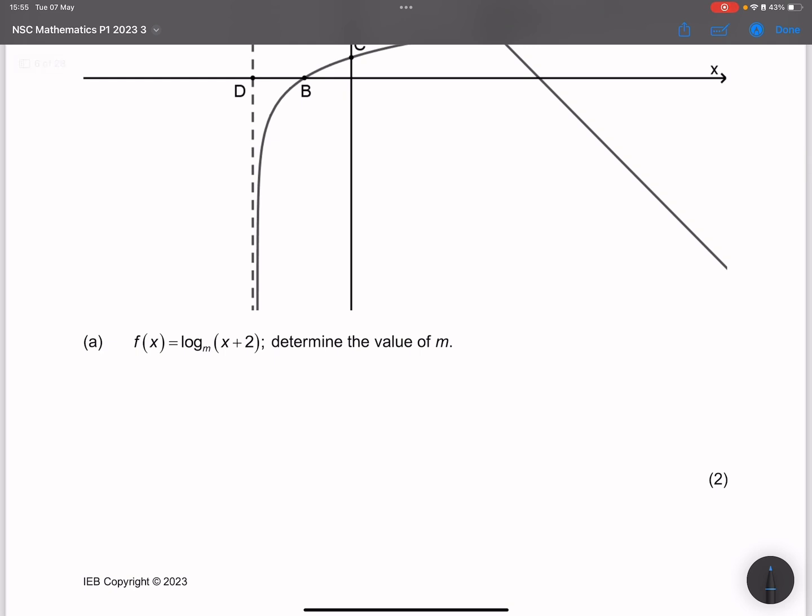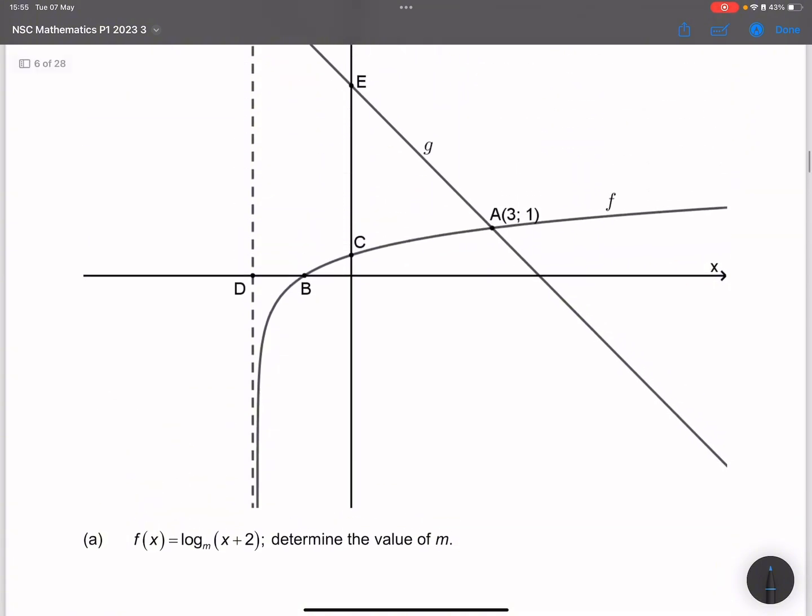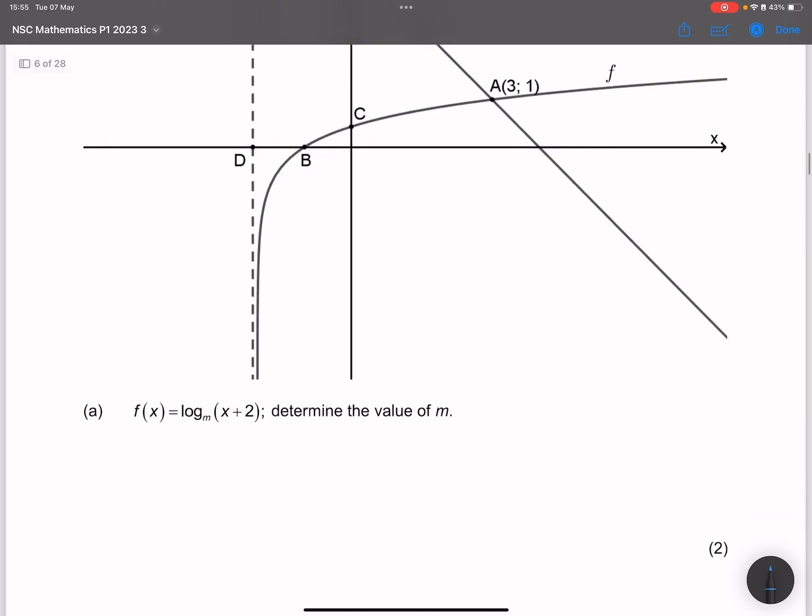They say f of x is equal to log base m of (x plus 2). Determine the value of m. Now note in this case that we've got a point that we know, which is point A, (3, 1). So I'm going to substitute that when x is 3: log base m of (3 plus 2), well, y is equal to 1. So let's try and solve for that.